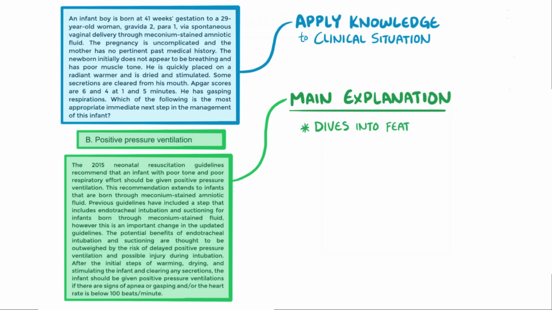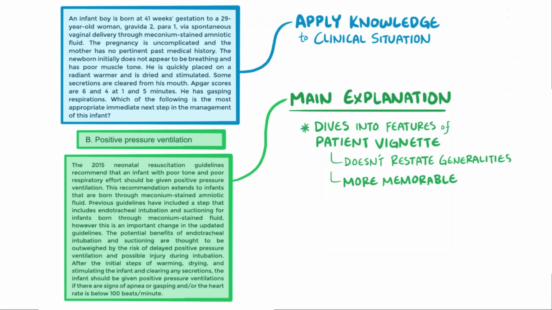A question written in the style of a patient vignette has specific features, and a good explanation dives into those features, rather than simply restating generalities that can be found in any textbook. The reason for this is twofold. First, it makes the information easier to remember. And second, this reflects the reality of how patients and clinical reasoning work in the real world.